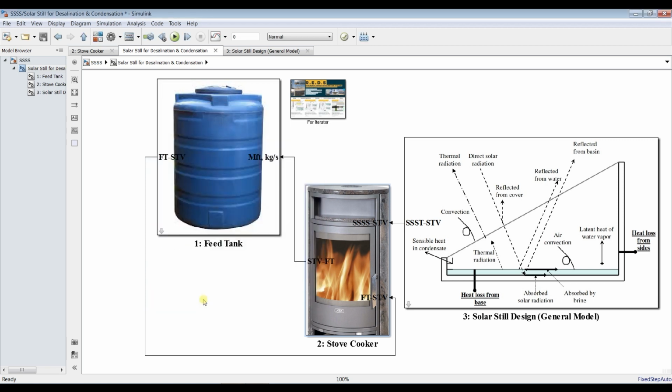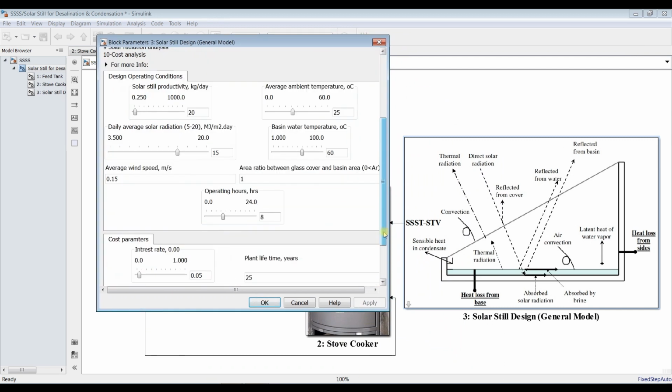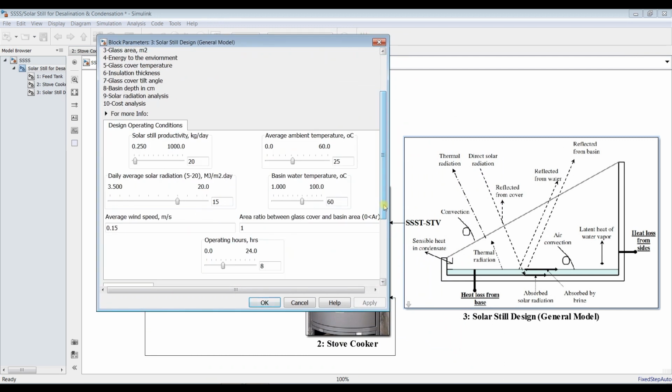Hit apply. Let's go for the solar still. This is our main target today. You have to double click and try to discover what we can do about that. Solar still productivity: suppose you are going to use it for 5 persons, a small family.